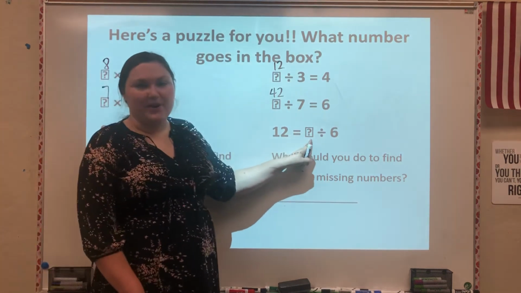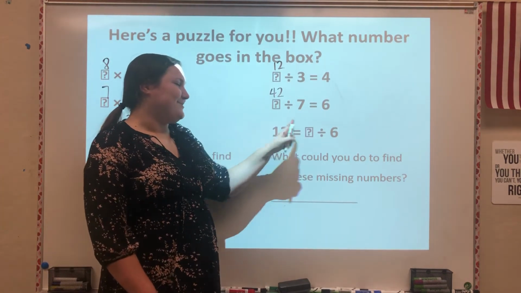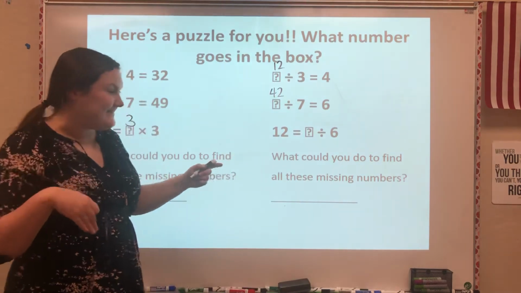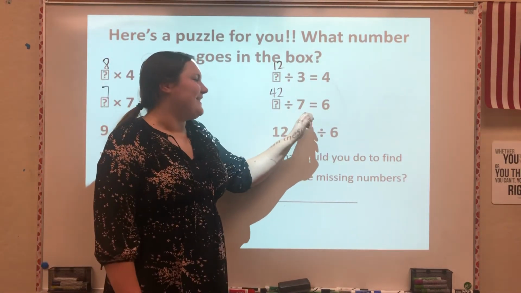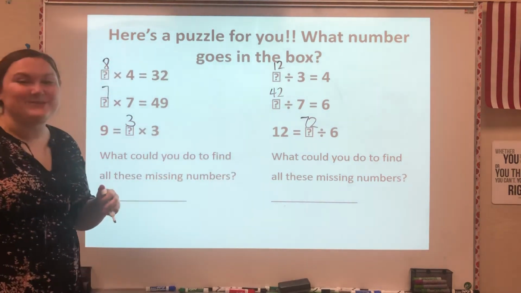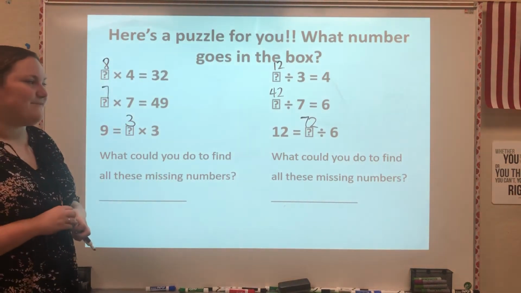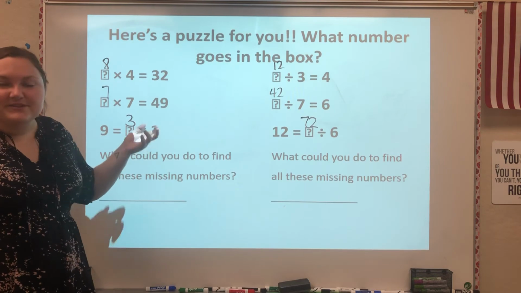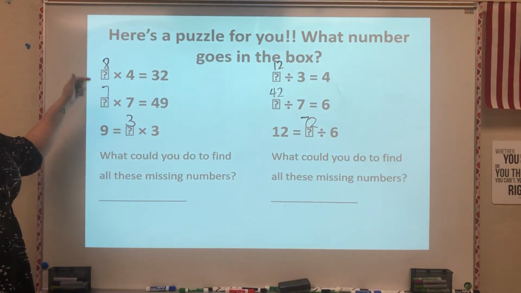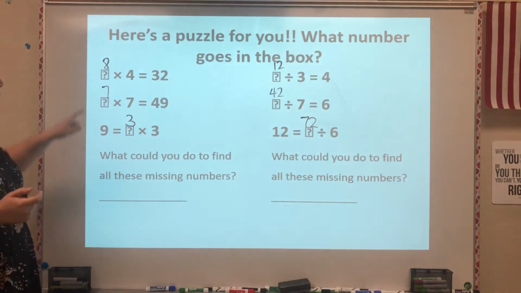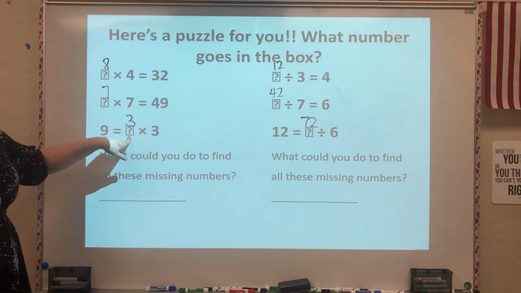This one here, people are always tempted to say 2 because they're thinking 12 divided by 6, but that's not what it's saying. It's saying what number divided by 6 gives you 12. That one might make you think a little bit, but that number is 72. 72 divided by 6 gives you 12. So similar to the first part of this lesson, I've got the question, what could we do? Instead of just playing this guess and check game, what could I have done each time here to find that missing number?